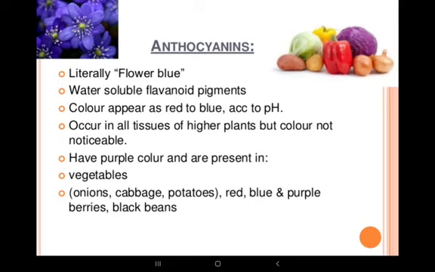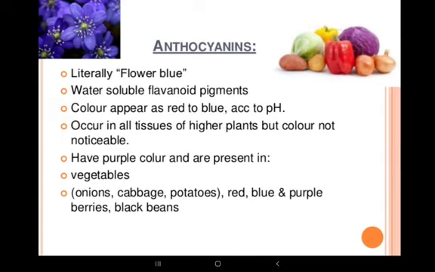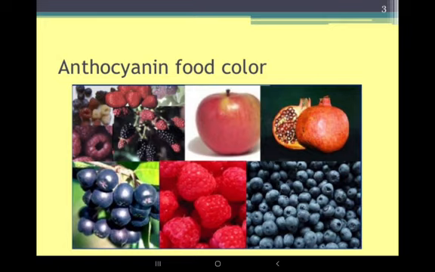They occur in all tissues of higher plants, but the color is not noticeable. They have a purple color and are present in some vegetables like onions, cabbage, and potatoes, which means red, blue and purple colors. This slide shows examples of fruits and vegetables belonging to the anthocyanin pigment: apple, pomegranate, cherries, blueberries.